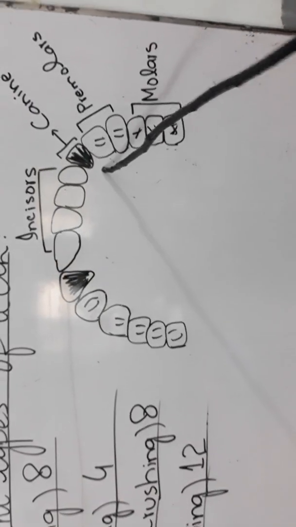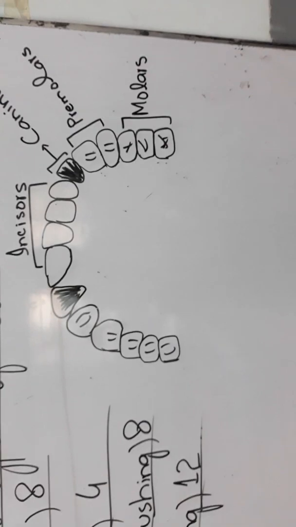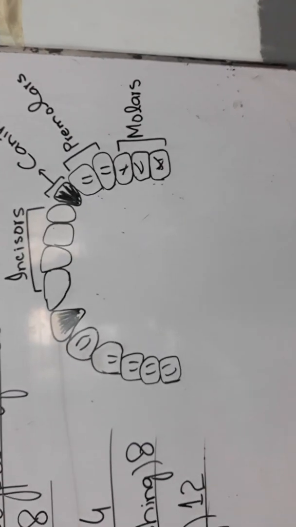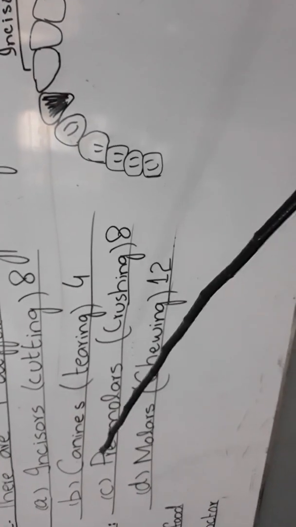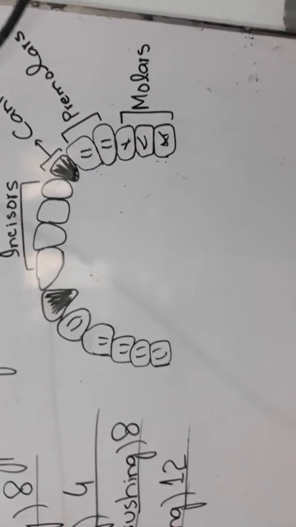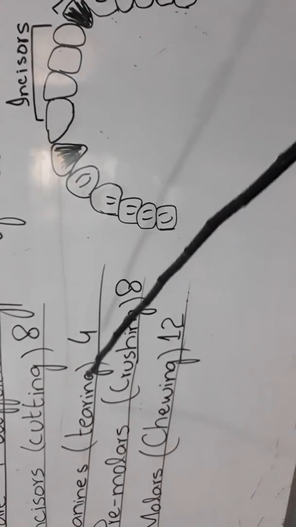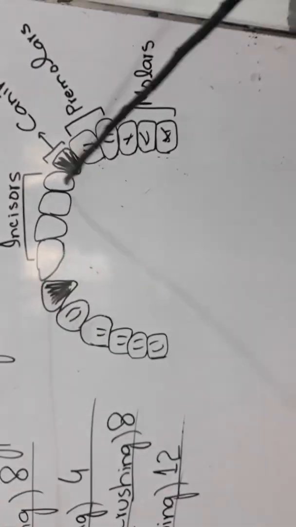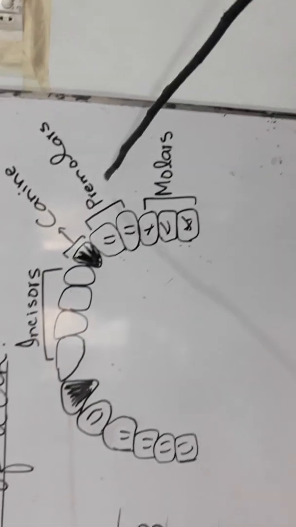Next is the canines. Besides the incisors, you can feel very sharp teeth. Canines are used for tearing food. Tearing means to have a grip on the food. These sharp teeth are called canines. How many canines are present? 4. 2 in the lower jaw and 2 in the upper jaw, together making 4.